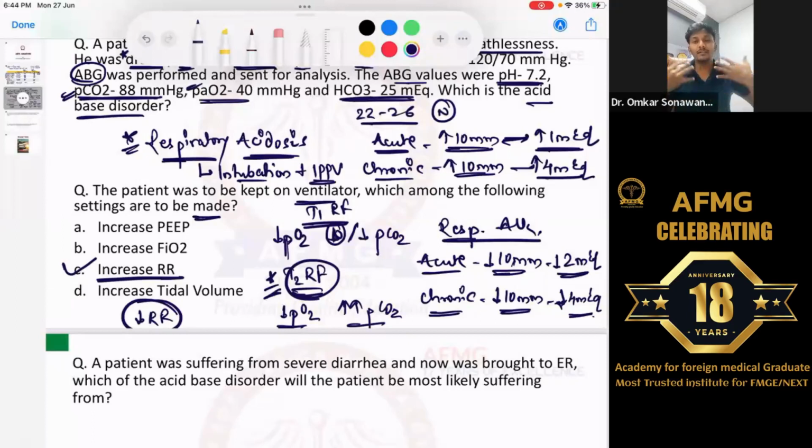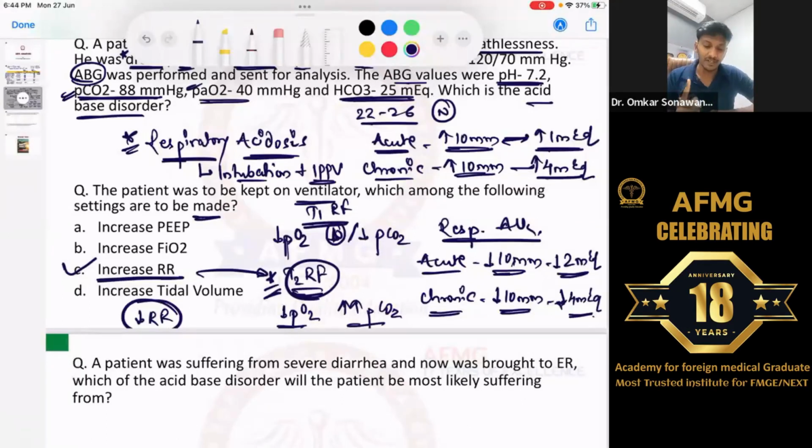Definitely, if you increase the respiratory rate, the patient would be hyperventilating with the help of the ventilator, and therefore as the patient hyperventilates, the CO2 would be washed out of the body. So the CO2 would be thrown out of the body, and the patient would normalize. So please remember, type 2 respiratory failure, what is to be done?